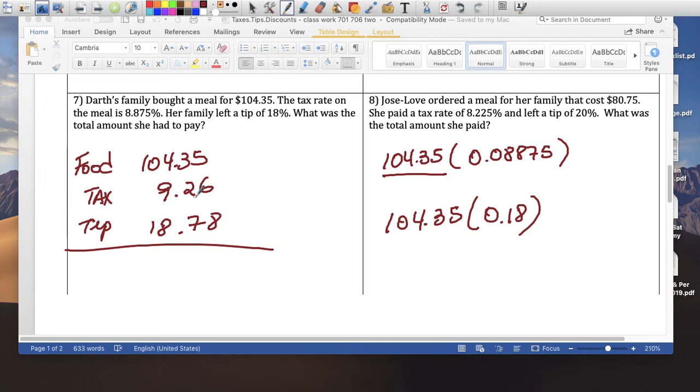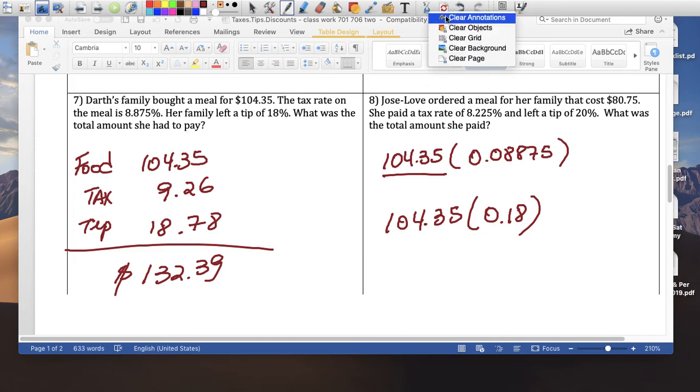Well, now all we have left to do is add them up. 9.26 plus 18.78, and that's going to give us a grand total of $132.39. So that's what Darth Vader's family would be paying.